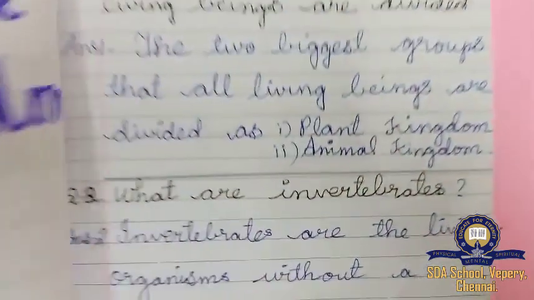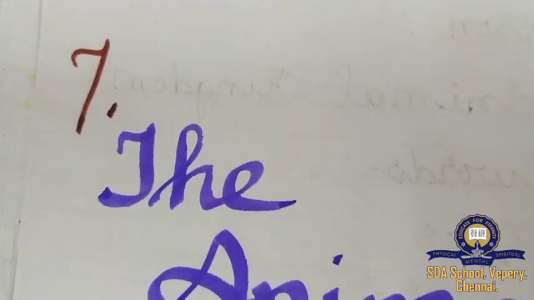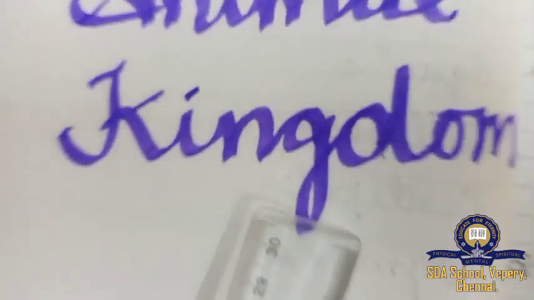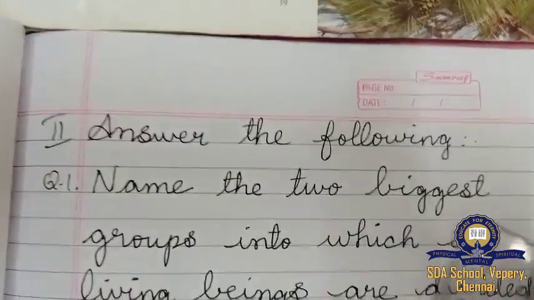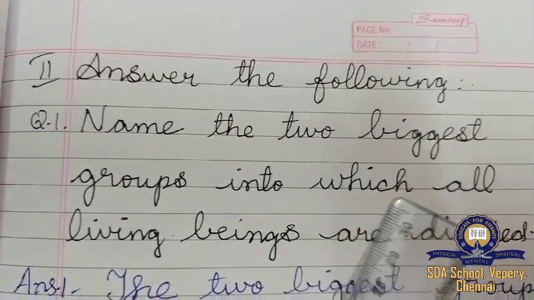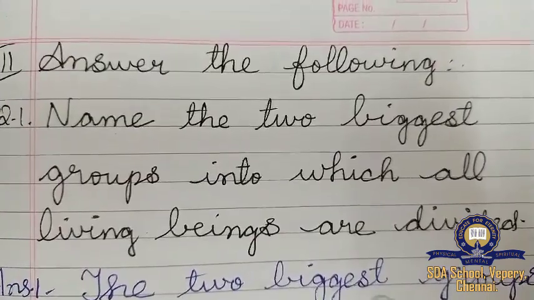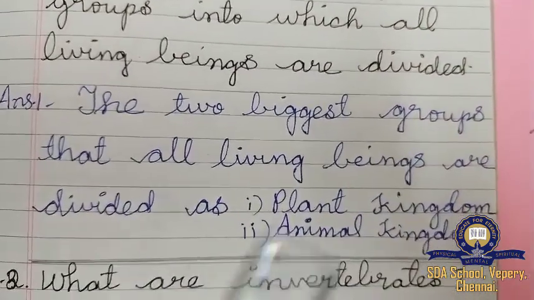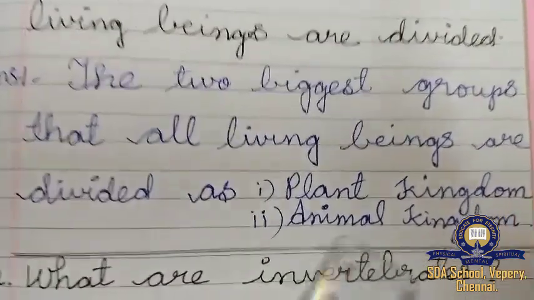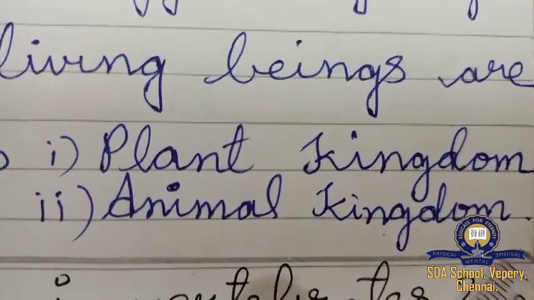Shall we go to the next lesson? Seventh lesson is about the animal kingdom. The first question is about the biggest kingdom. Name the two biggest groups into which all living beings are divided. The two biggest groups are the plant kingdom and the animal kingdom.